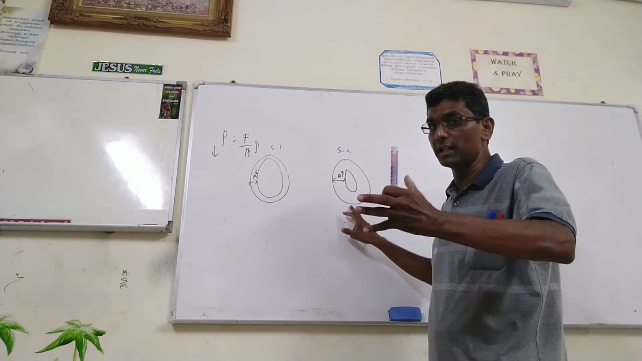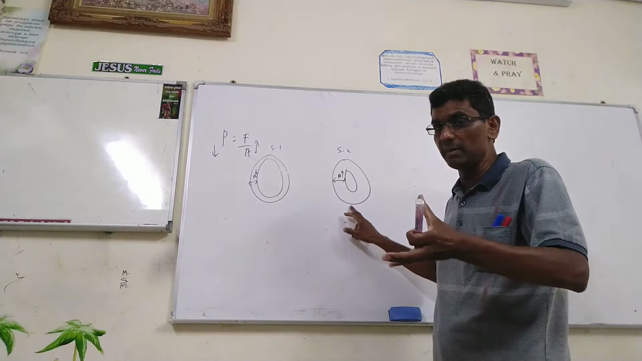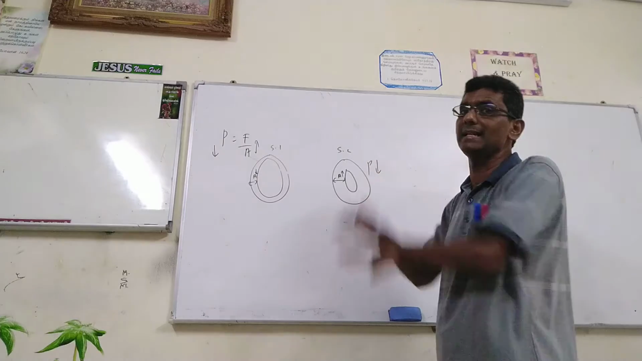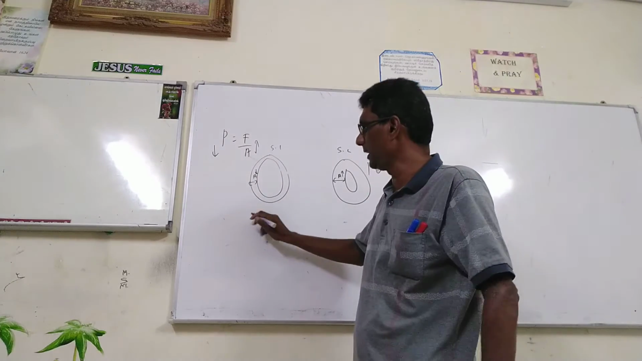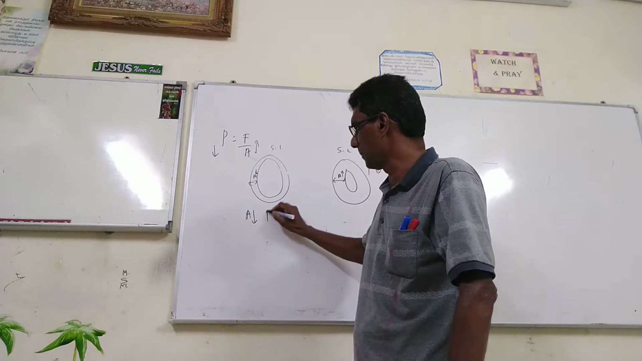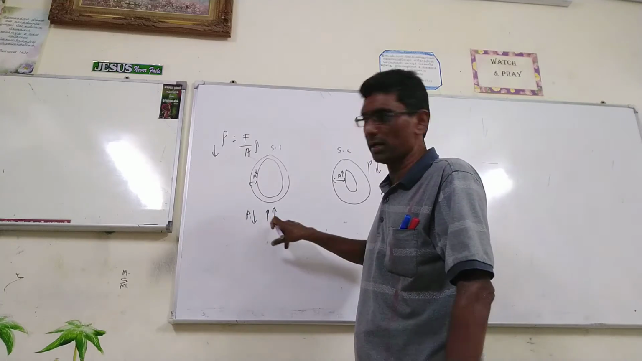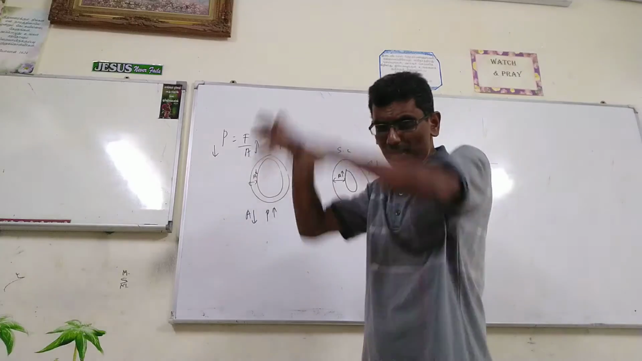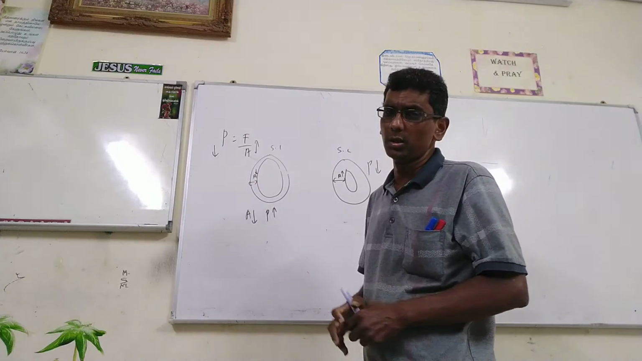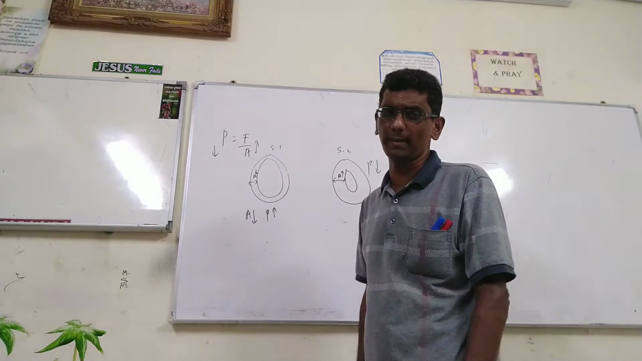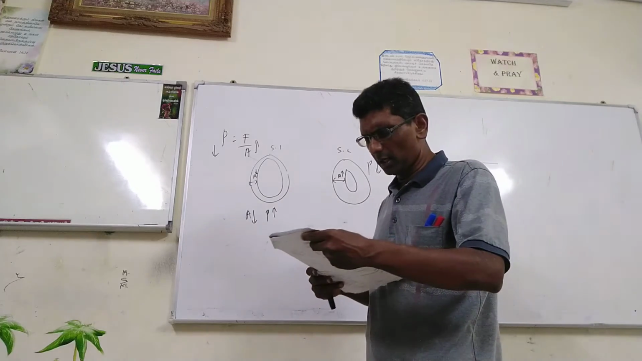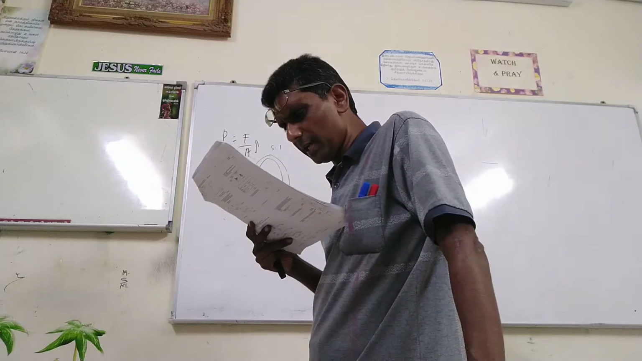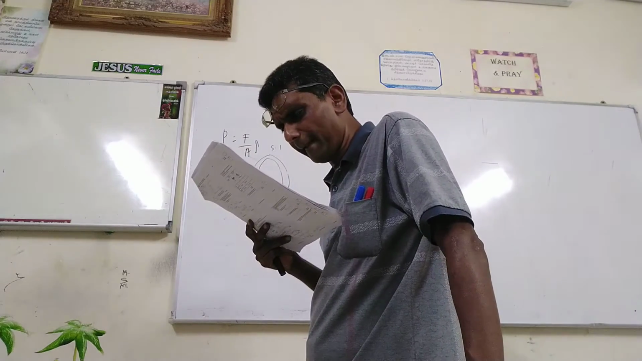5.2, bigger wheelchair, bigger area. Bigger area means pressure is lesser, so it sinks less. This one, the area is small, the pressure is high, so they sink more. So this is how we can understand the concept. Okay, so the physics concept involved: pressure is influenced by surface area.